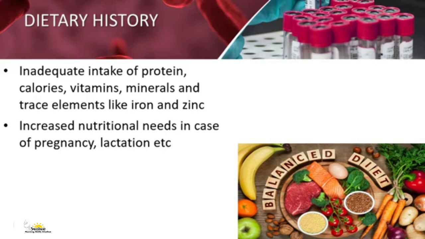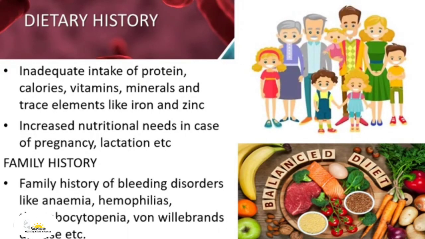And in case of increased nutritional needs like pregnancy, lactation, or in case of a hypermetabolic state like thermal injuries related to burns, in these cases we have to provide excessive nutrition, more than a normal diet. Next, coming to the family history, we have to ask for the family history of bleeding disorders like anemia, hemophilia, thrombocytopenia, von Willebrand's disease, etc. So let us see about each disease condition in depth in future classes.